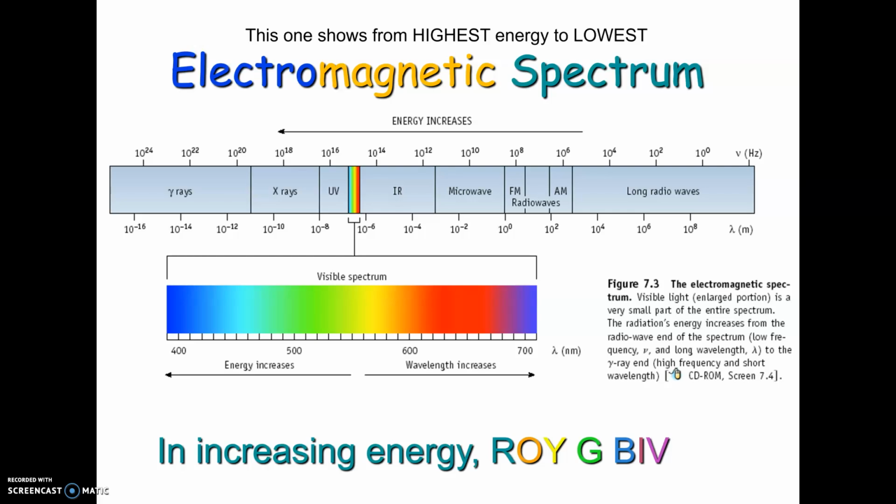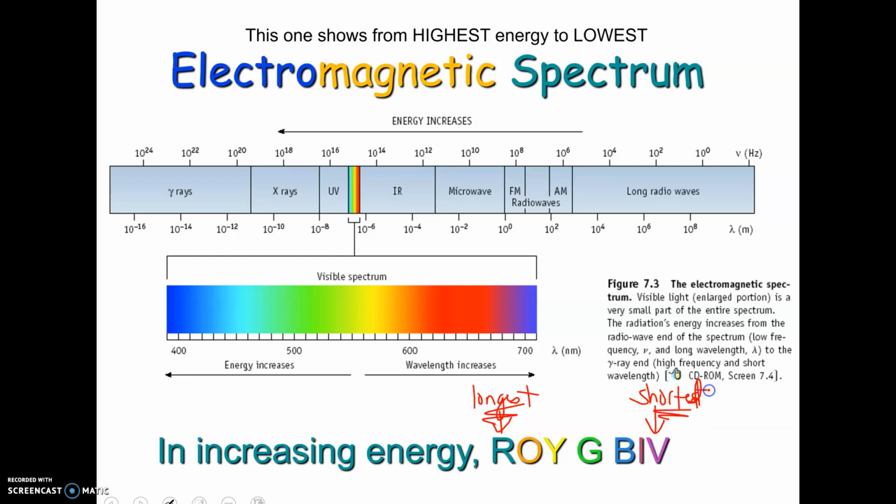You may have learned Roy G. Biv. This is like a cute little way of memorizing the colors of a rainbow in order. So it's red, orange, yellow, green, blue, indigo, violet. Now that is in order of increasing energy, which means it's going to be in order of shorter wavelength. So red would actually have the longest wavelength. It actually has the least energy. And violet has the most. This is our shortest wavelength, our highest frequency, highest energy.